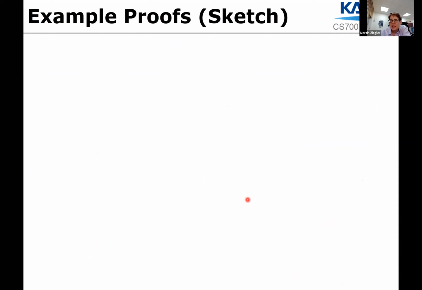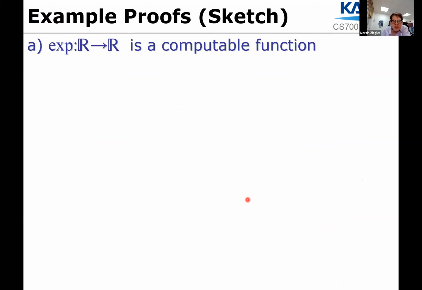Okay, and let's sketch some proofs of computability of the aforementioned functions and operators. First, let's recall the exponential function from the real numbers to the real numbers. The statement is that this is a computable function, and now we exploit that we have three different but equivalent notions for a function to be computable, and we are free to pick whichever of the three notions we find most convenient.